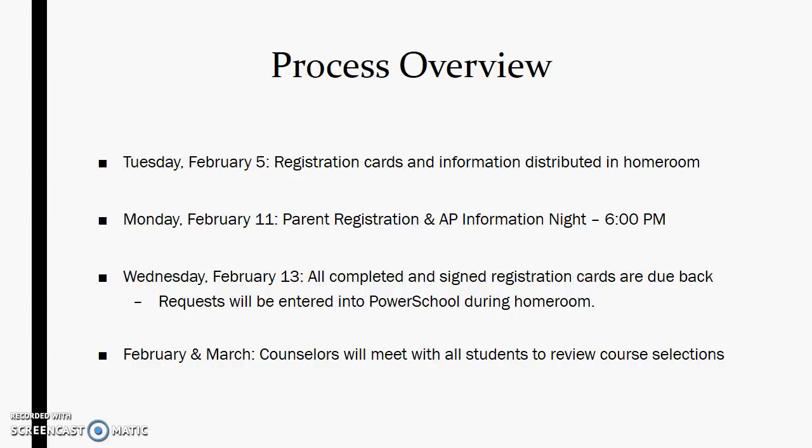Then for the rest of February and throughout March, you will be called to the Media Center by homerooms, and every counselor will meet with every student to make sure that we go over your course requests to make sure they meet graduation requirements and that you're appropriately placed at the right level and answer any final questions that you have at that time.